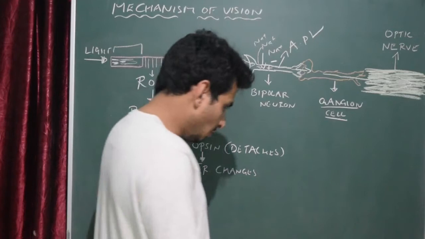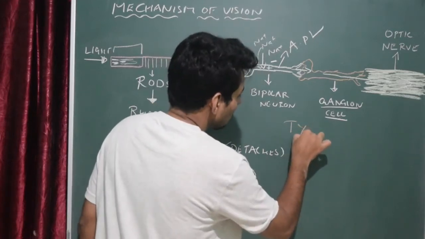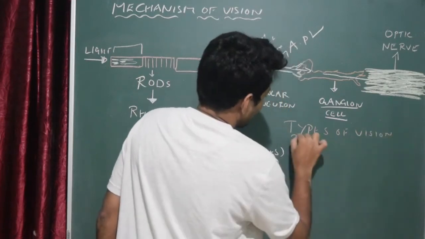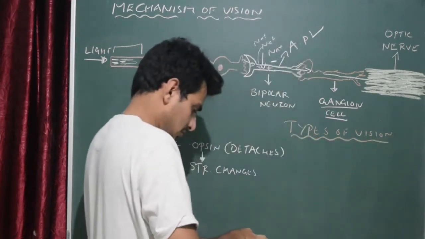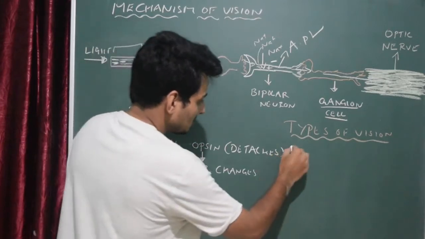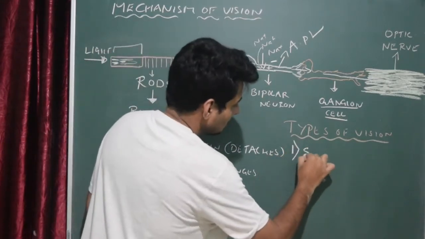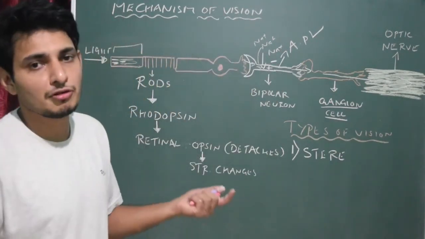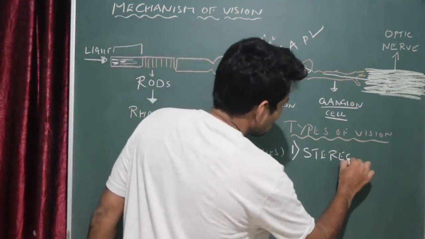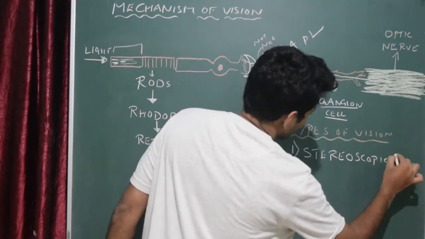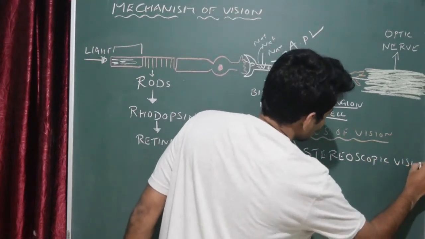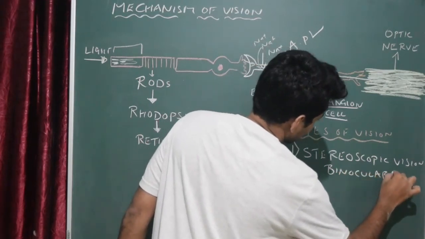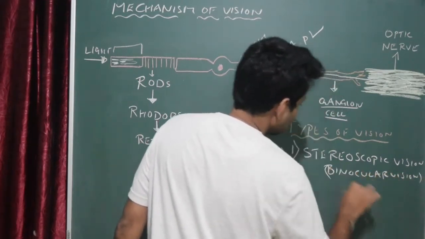Now I have to give you one more piece of information about types of vision. Okay, so we write types of vision. Not required, but sometimes, who knows, in a competitive examination it could be asked. There is an important vision in human beings. You may get a question like: name the type of vision in human beings. That is stereoscopic vision. So stereoscopic vision is also called binocular vision. Okay, no confusion here. I'll tell you what it is.